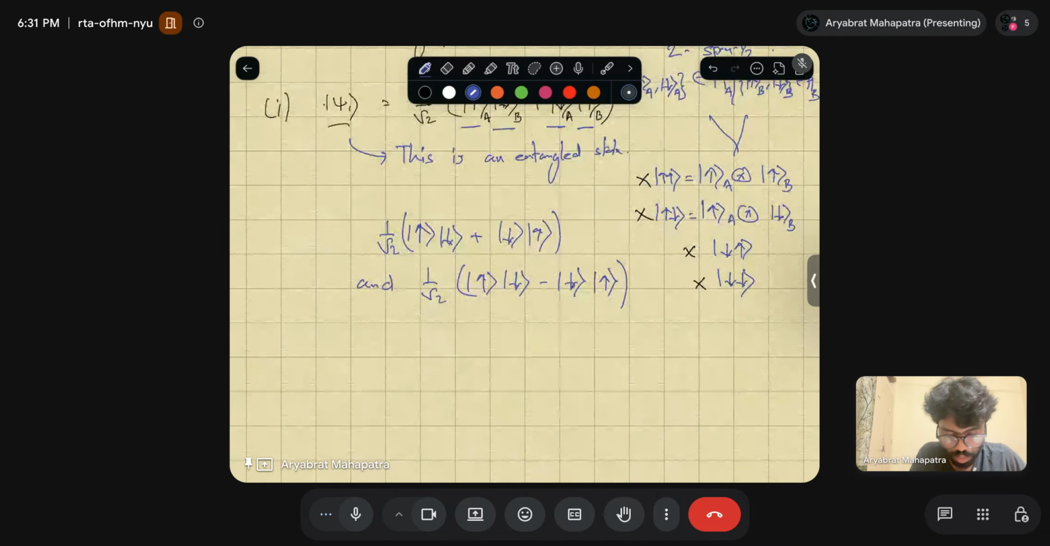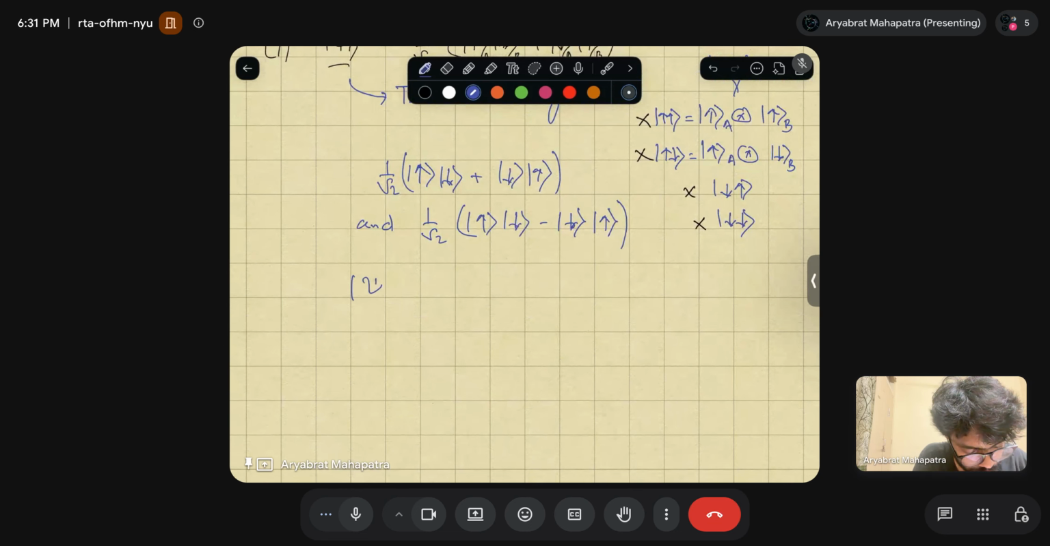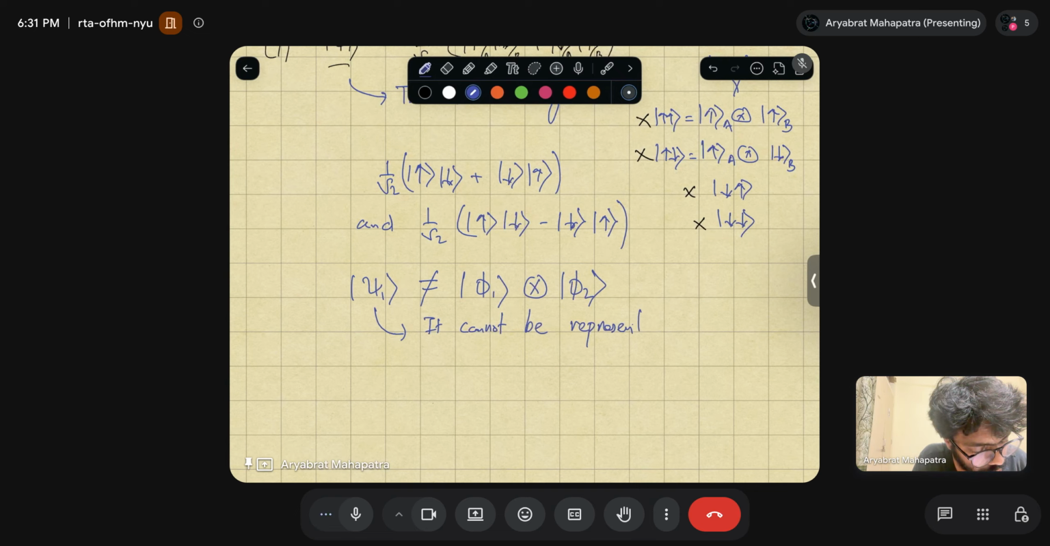So we cannot write psi 1 as some phi 1 cross phi 2. It cannot be written as a product state. It cannot be represented as a product state. So that is why.